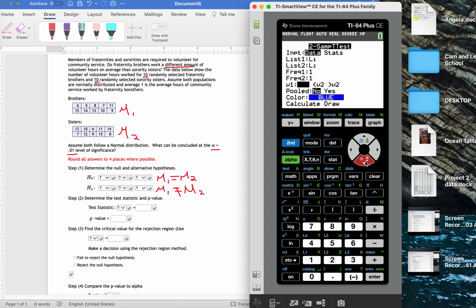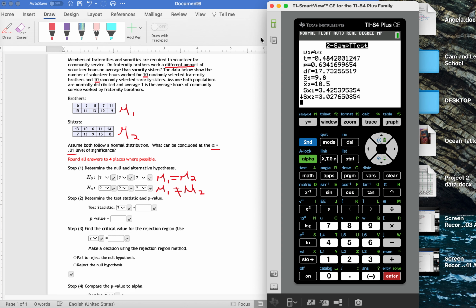Because this is a two-tailed test, we're going to use the does not equal sign to let the calculator know we're doing a two-tailed test. Then we're going to come down and hit the calculate button, and it's going to give us all of our information here.